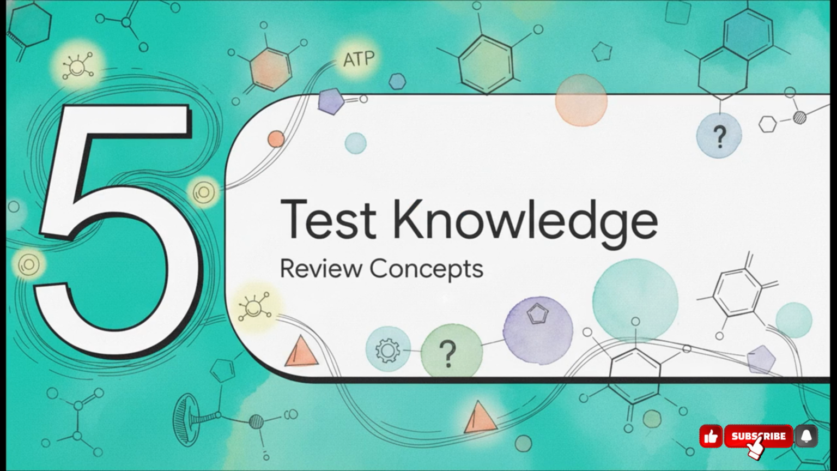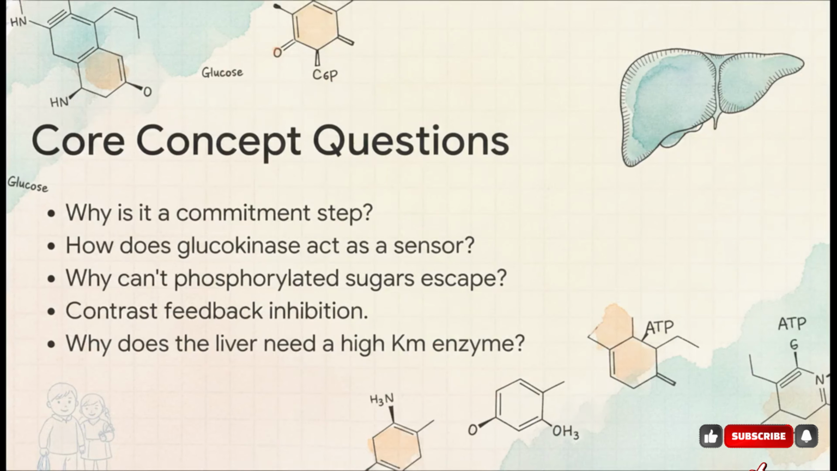Let's wrap things up with part 5, test your knowledge. Go ahead and take a screenshot right here to test yourself on these core conceptual questions. Why is glucose phosphorylation a commitment step? How does the glucose sensor function of glucokinase in the pancreas relate to insulin secretion? Explain why phosphorylated sugar molecules cannot diffuse across the plasma membrane. Contrast the feedback inhibition mechanisms of our toddler hexokinase and our warehouse worker glucokinase. And lastly, why is it physiologically advantageous for the liver to have an enzyme with a high Km for glucose? If you can answer these, you're in fantastic shape.